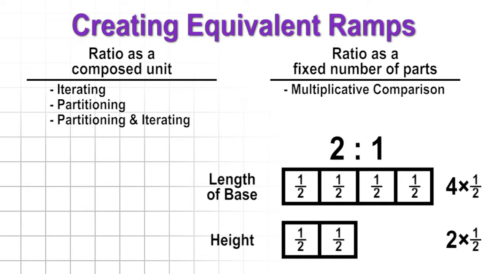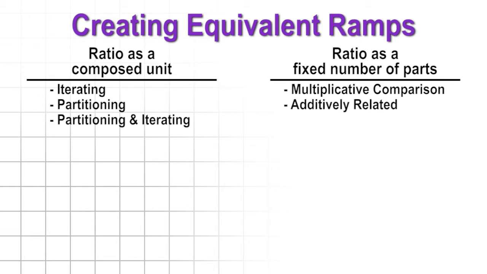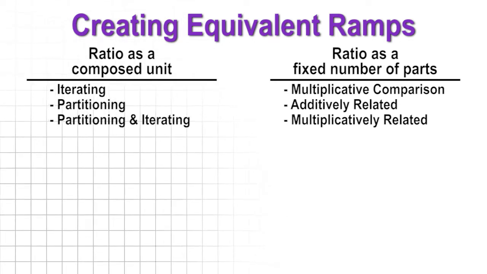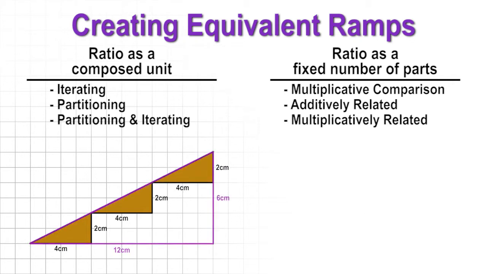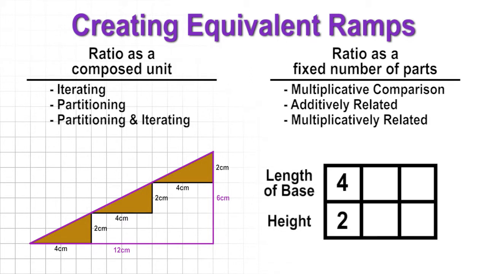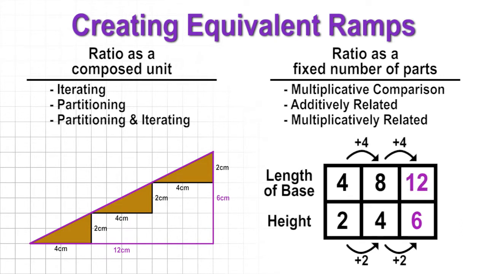Two additional strategies for finding equivalent ramps or ratios are additively related or multiplicatively related. Additively, ramps can be created by repeated addition by iterating multiple ramps to create ramps with the same steepness. To create a ramp with a length of 12 and a height of 6, 3 copies of the ramp were added together. This can then be solved with repeated addition. 2 plus 2 plus 2 equals 6, and 4 plus 4 plus 4 equals 12.